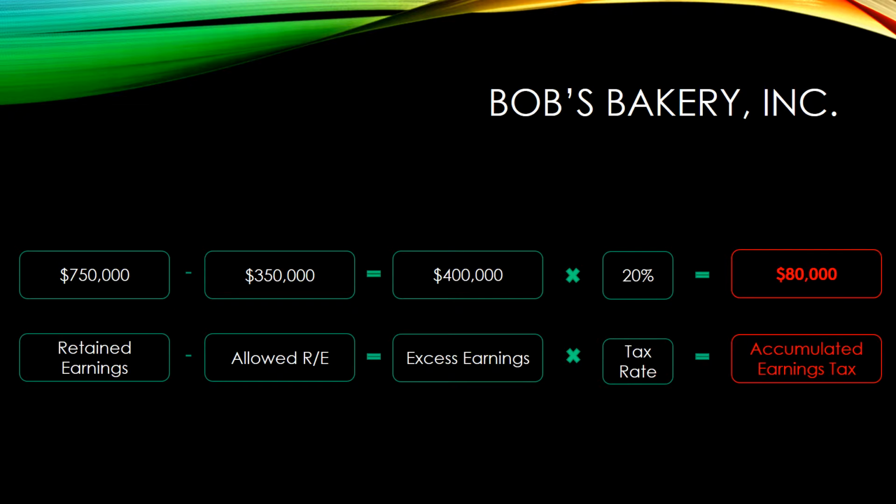Suppose Bob's Bakery Inc. is a C corporation. On its 2015 tax return, the company reports retained earnings of $750,000. The IRS audits the return and determines that the company only needs $350,000 of this to fund operations. The IRS would impose an accumulated earnings tax of $80,000 on the company. This is 20% of the excess earnings of $400,000. This is why we call it a use it or lose it tax.